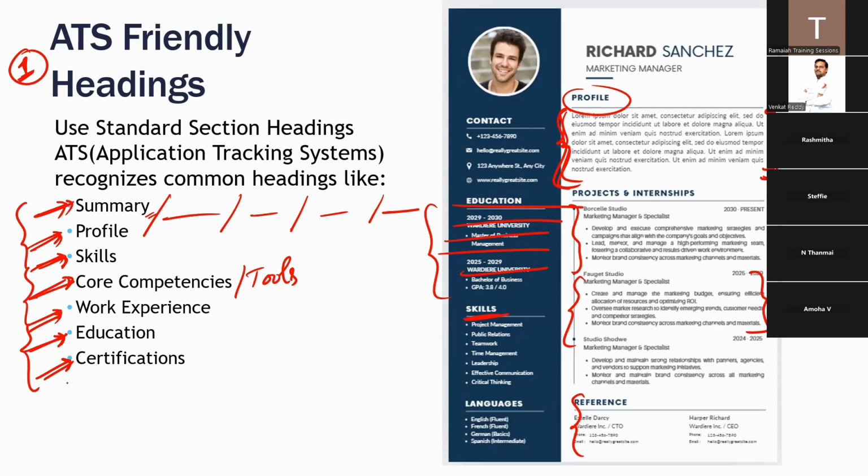Or you can also go to ChatGPT and search for what are some of the standard headings that are tracked by ATS. You can include the rest of them as well. But usually these are sufficient. So that is point number one.